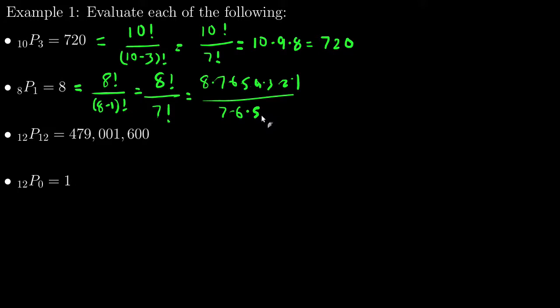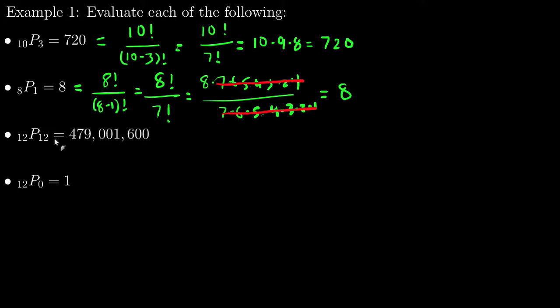Let me make sure I'm writing times 4 times 3 times 2 times 1. 7 to 1 cancels out. When you cancel out by division, you're left with 1 at the denominator. So we end up getting that equal to 8.